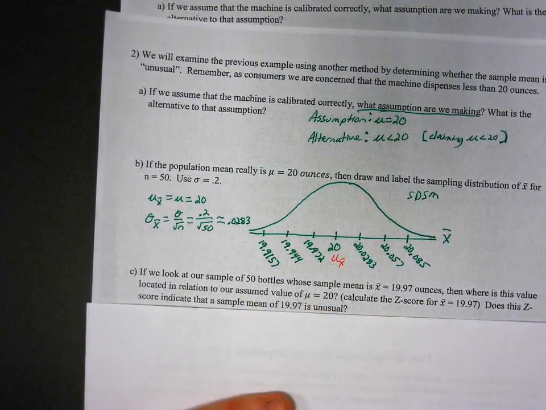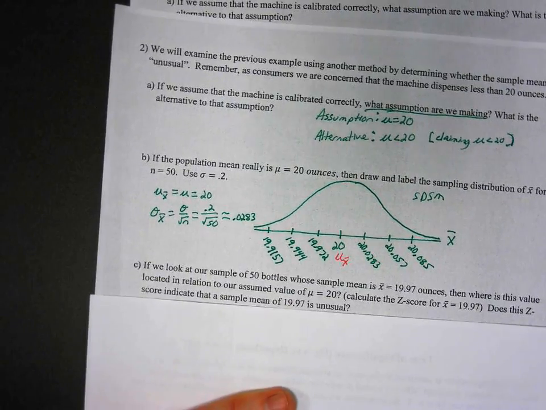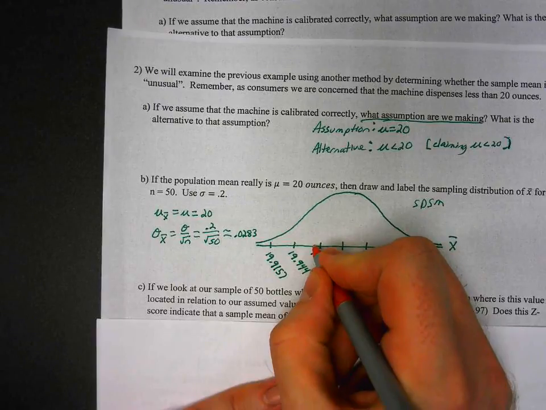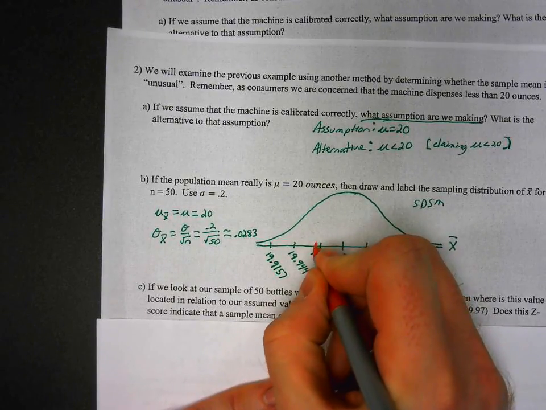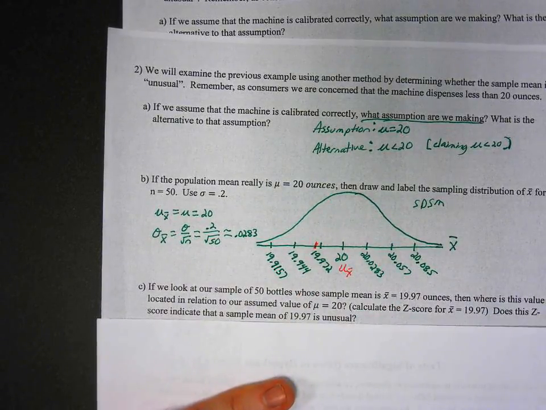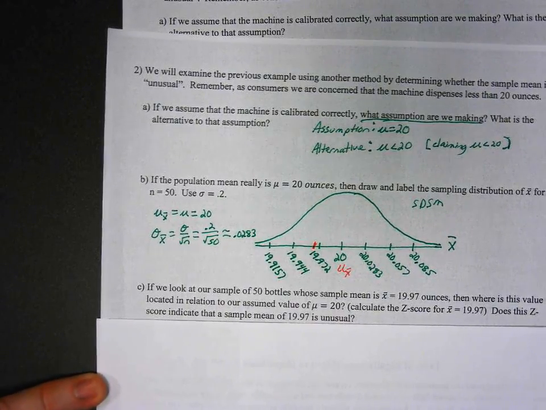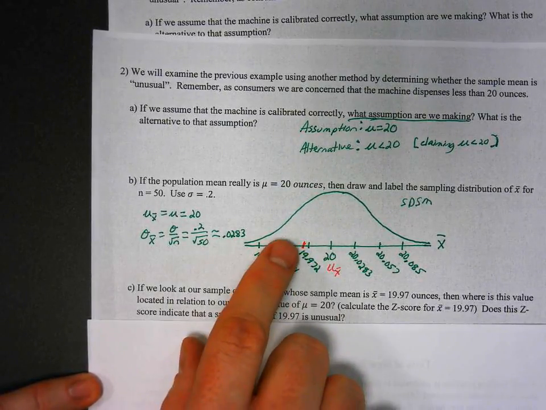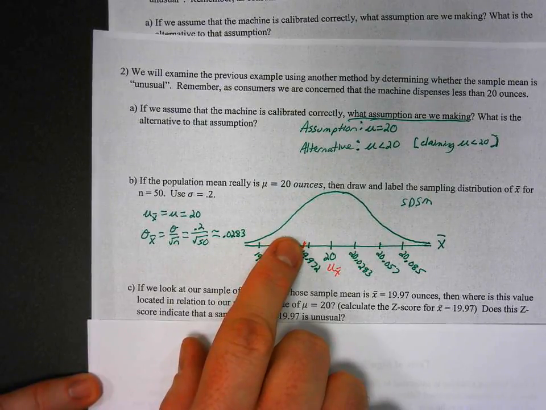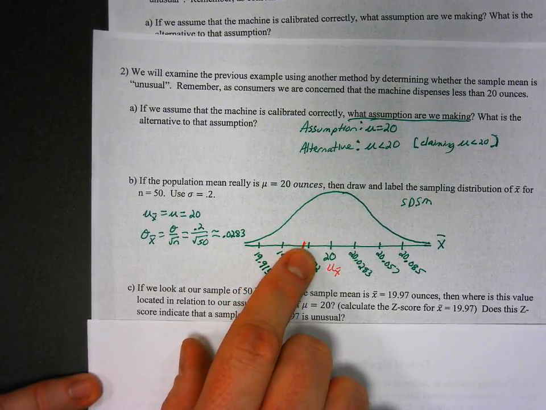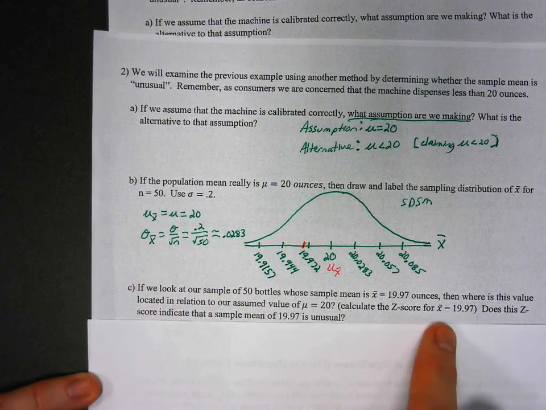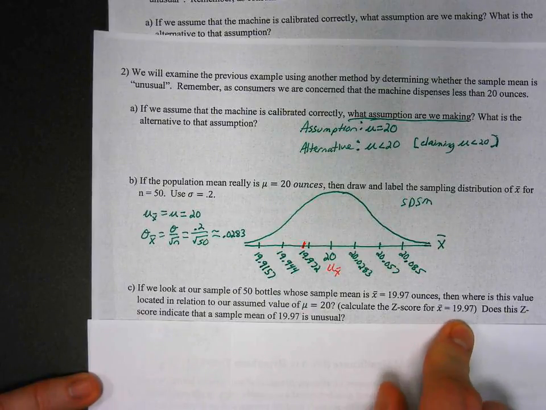Well, 19.97, we can see, is just below 19.972. So it's going to be right around in here. Now we can see that that shouldn't be really an unusual value to get if the mean was really 20. An x bar of 19.97 is just under 1 standard deviation from the mean of 20. So let's calculate that z-score for x bar equals 19.97.